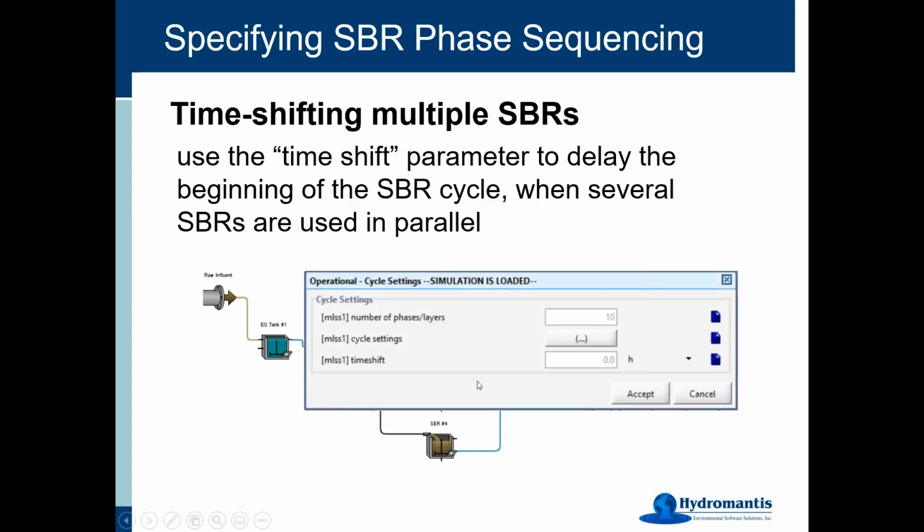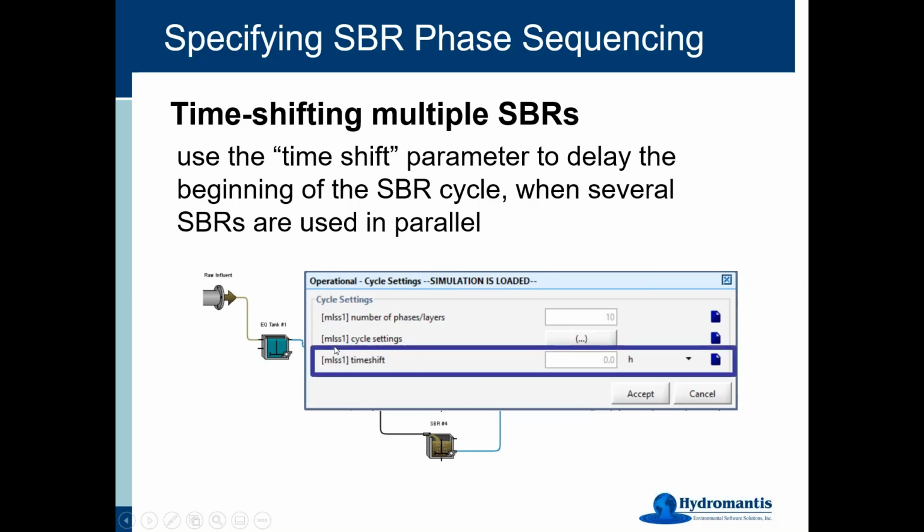And you can do that in that cycle settings menu. There's this time shift parameter down at the bottom. So you would start, for example, if you had a 6-hour cycle and you had 4 SBRs, then 6 divided by 4 is an hour and a half. An hour and a half later, your filling should end at that point, and then you would move the flow over to the next one, and the next one would start its cycle.